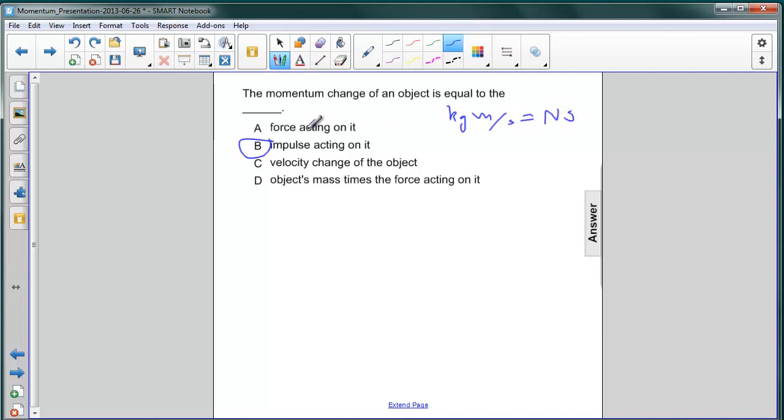So the force is in newtons, so that cannot be it. The velocity change is just in terms of meters per second, so it's missing the kilograms. And in terms of the object's mass times the force acting on it, well, there's the force, but it's not multiplied by mass, it's multiplied by time. So clearly this is not it either. So a couple of ways you can look at answering this question.